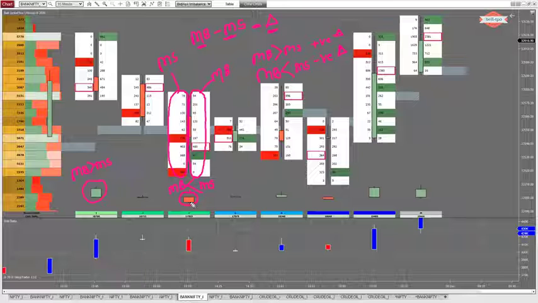Make sense? That is how this delta is plotted. All right. So this is vertical delta. Now let us look at horizontal delta. Horizontal delta is again very simple.